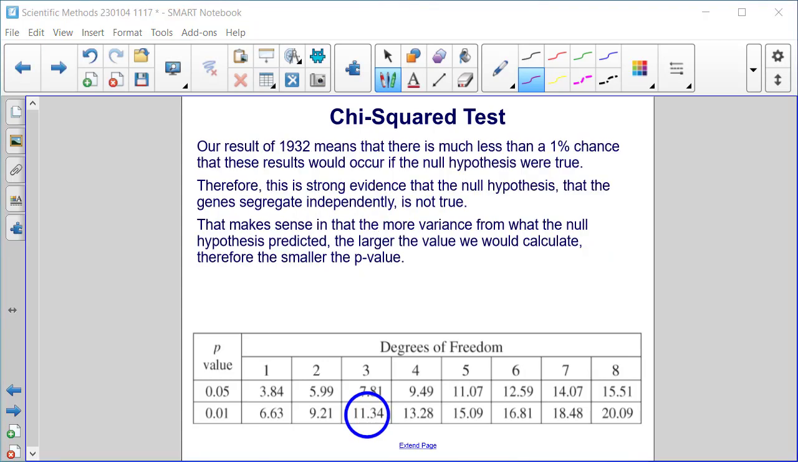Our result of 1,932 means that there is much less than a 1% chance that these results would occur if the null hypothesis were true. Therefore, this is strong evidence that the null hypothesis, that the genes segregate independently, is not true. That makes sense in that the more variance from what the null hypothesis predicted, the larger the value we would calculate. Therefore, the smaller the p-value.